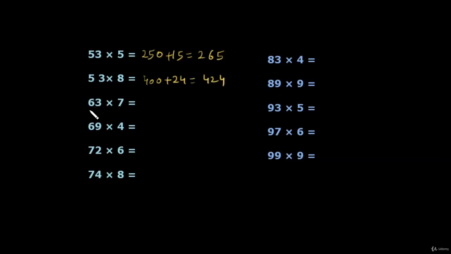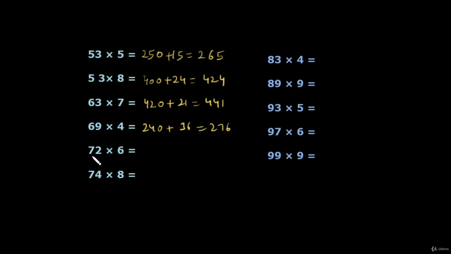Now 7 times 6 is 42. But the place value of this 6 is 60. So 7 times 60 is 420. Plus 7 times 3 is 21. So 441. 4 times 60 is 240. And 4 times 9 is 36. So 276.